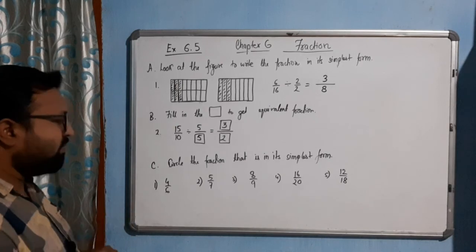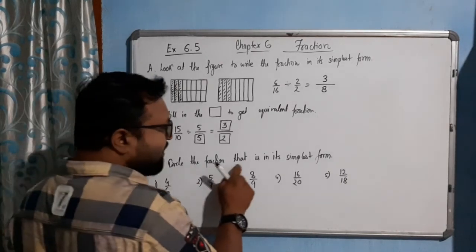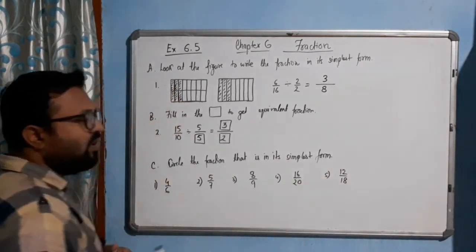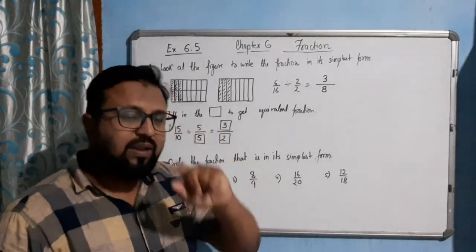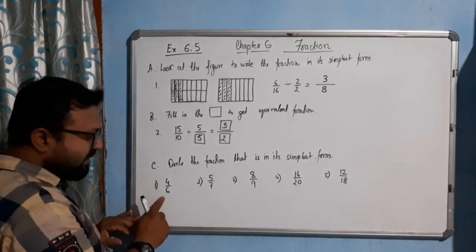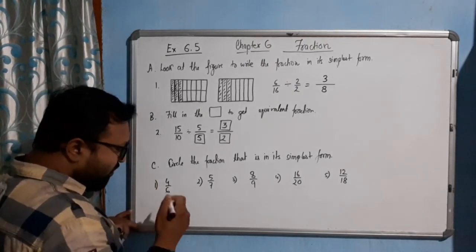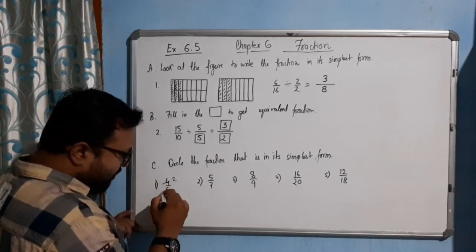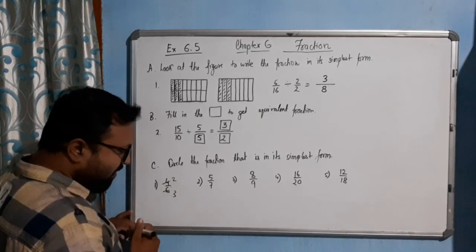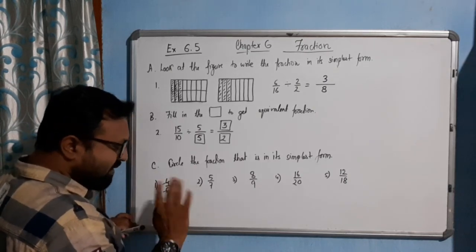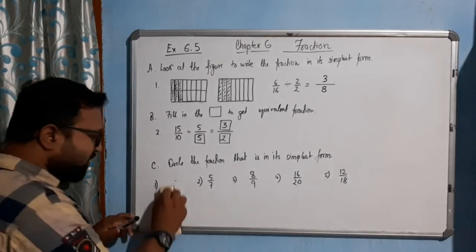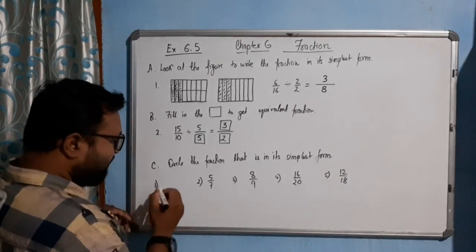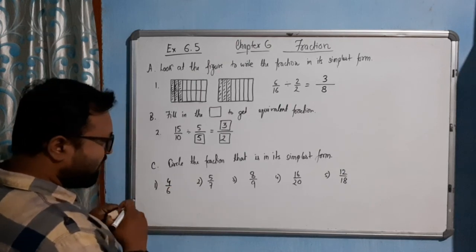Now come to question number C. Circle the fractions that are in simplest form. As I told you, for simplest form the common factor should be 1. Right now 4 by 6. If we divide it by 2, 2 2s are 4, 2 3s are 6, we are getting 2 by 3 now. So it means 4 by 6 is not in simplest form. Am I right? So we can't circle this one. 4 by 6 we don't circle.